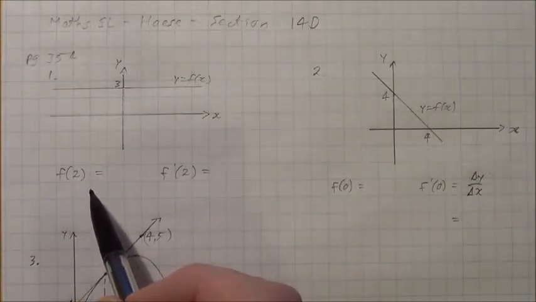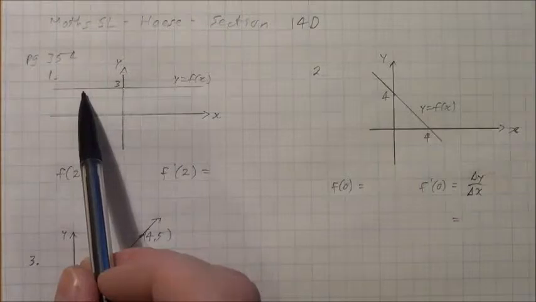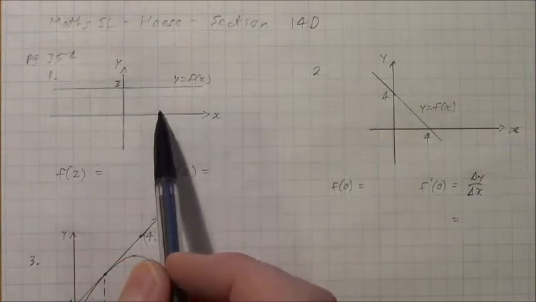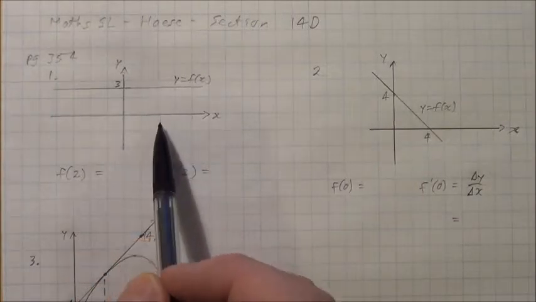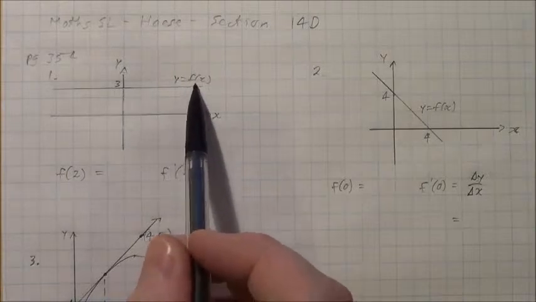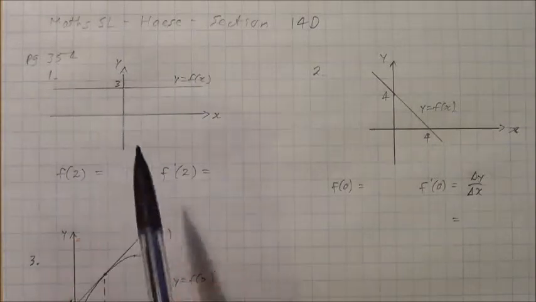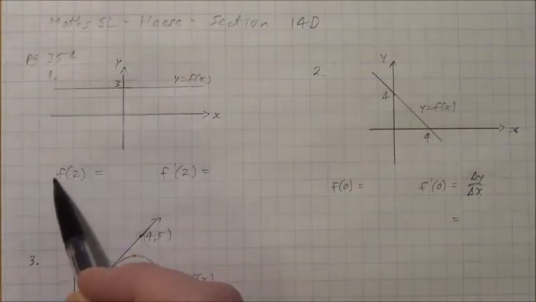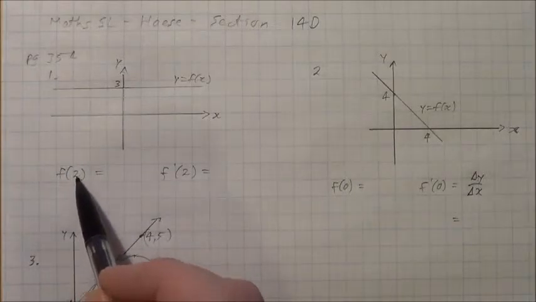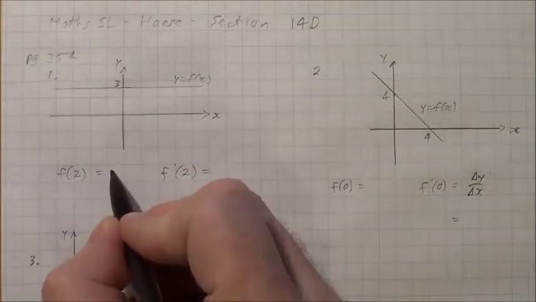f of 2. Well, since it's a horizontal line, the y value of f of 2 is going to be the same as the y value of f of 4, or f of 0, or f of negative 1, etc. So the y value, which is f of 2, the function evaluated at x equals 2, is going to be 3.